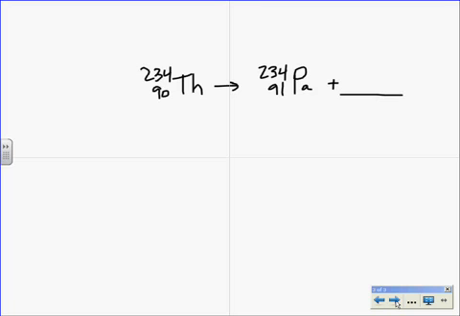Well, the mass didn't change. That means the particle has got to be massless. And the charge went from 90 to 91, which means that in order to conserve that charge, in order to have the same charge on both sides of the arrows, the charge must be -1 for our particle. So the particle that has got a mass of 0 and a charge of -1 is a beta particle. So that's just another twist that we can do, where we give you the parent and the daughter and we ask you to find out what type of radiation, what kinds of particles did that.